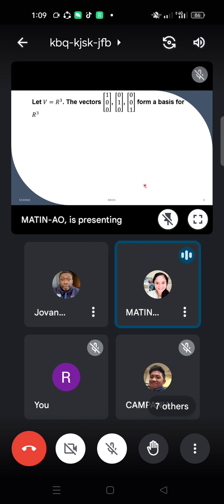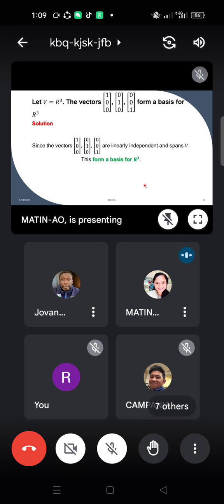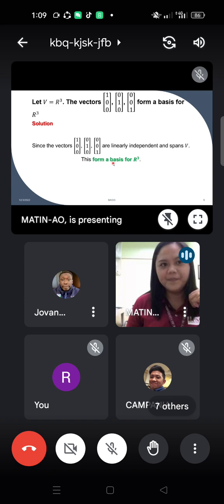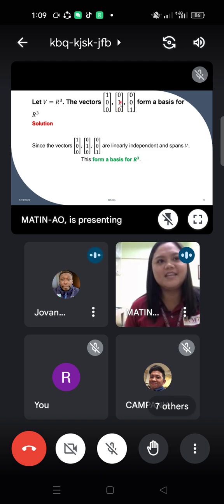Since it spans R3, and at the same time the given vectors are linearly independent, it satisfies both conditions, so we can say that this forms a basis for R cubed. That is example 1. We have proved that this is linearly independent, and at the same time it spans R3, so therefore it is a basis for R3.